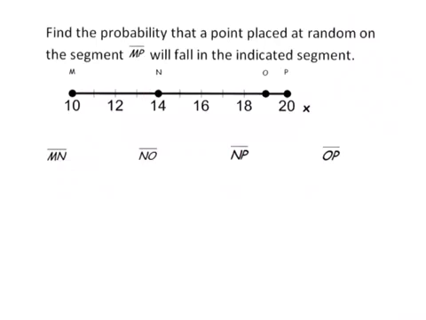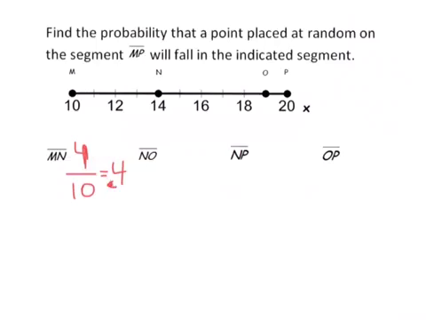And so we know that probability is success, which from 10 to 14 is 4 units. Success divided by the total number of items in your sample space, or in this case, the total length of segment MP. So from 10 to 20 is 10 units. So 4 out of 10, or 0.4, or 40% likelihood that it would land on segment MN.